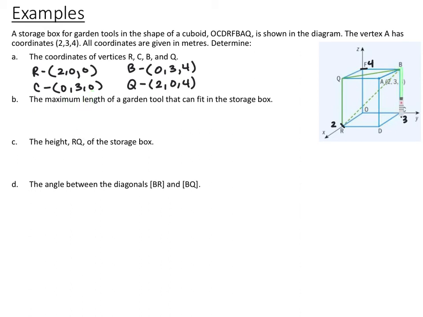B is sitting on the same plane. It's sitting on this yz plane here. It hasn't gone at all in the x direction, but it's gone 3 in the y direction and 4 in the z direction. So you're going to have 0, 3, 4. And then same thing with Q. It's sitting on this xz plane over here. So it hasn't gone at all in the y direction, but it's gone 2 in the x direction and 4 in the z direction. So 2, 0, 4.